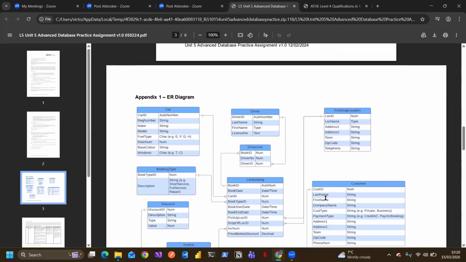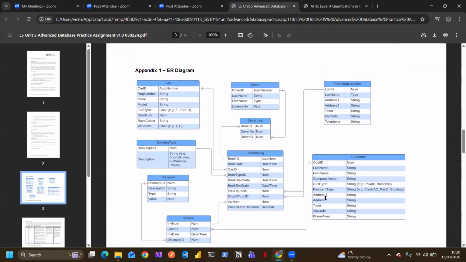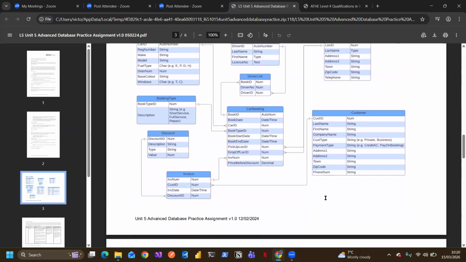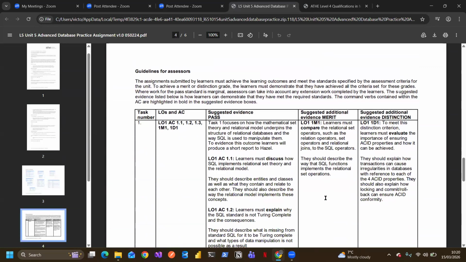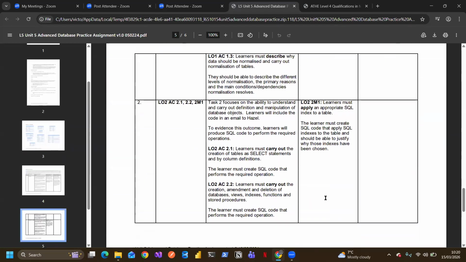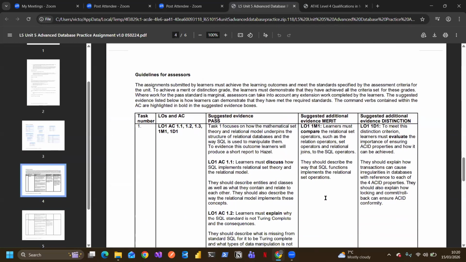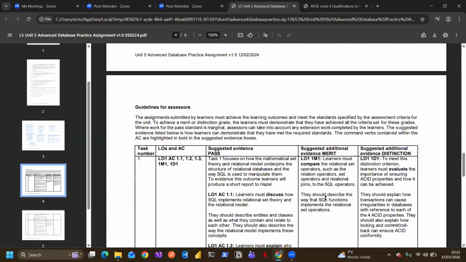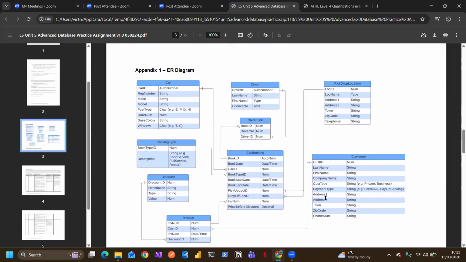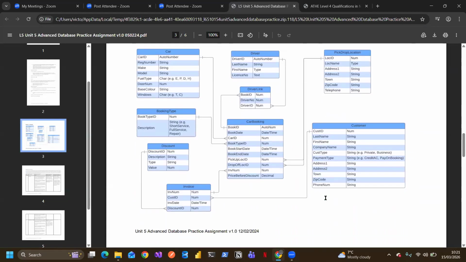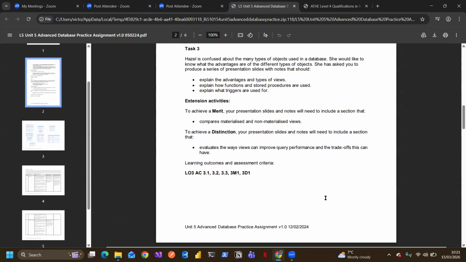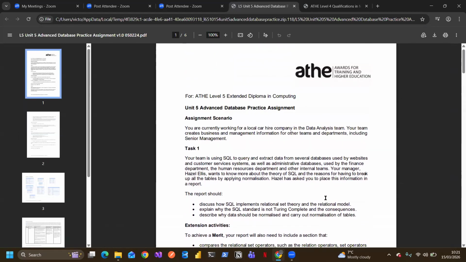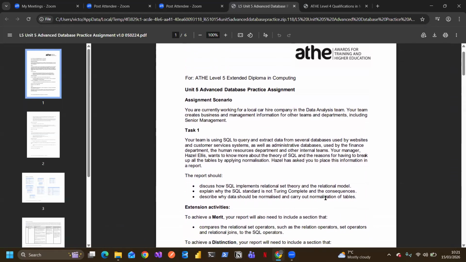Okay, so from appendix A, you can see the entity relationship diagram that will be required for you to complete task number 1. And again, it is the guidelines for the assessors to see which task has been completed and what grade should be awarded. So this pretty much covers the 3 tasks required, and this is pretty much everything you need to know for the assignment.